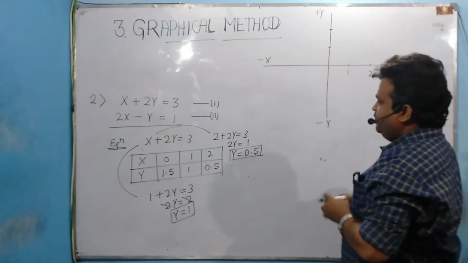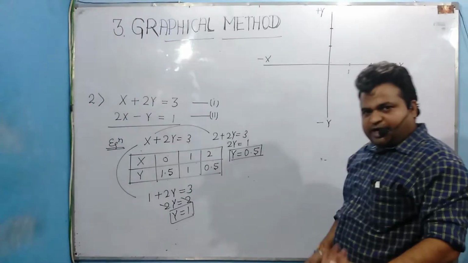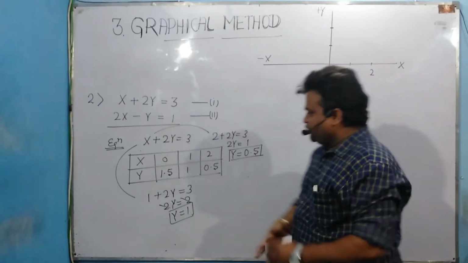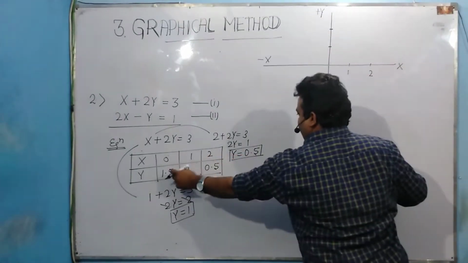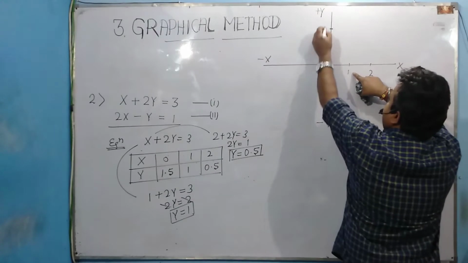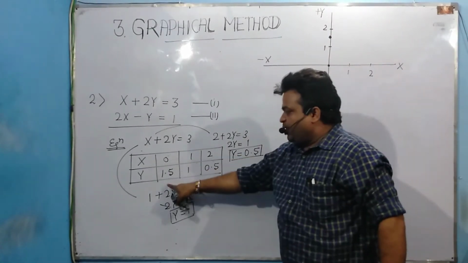Now, when x equal to 0, what will be my y? I am locating each coordinate point on the graph. So x equal to 0, y equal to 1.5. This is 1, 2, so 1.5 is here. This is the point 0, 1.5.